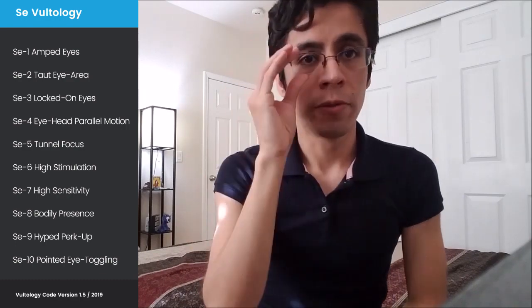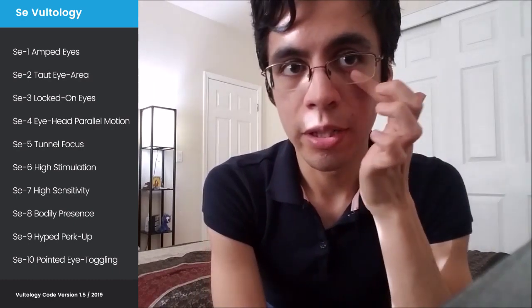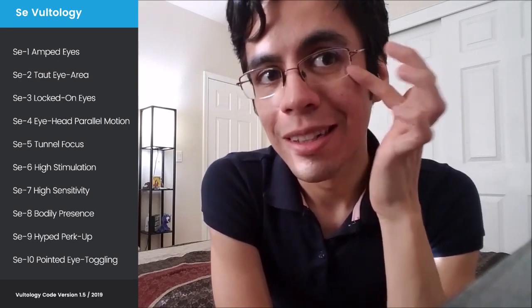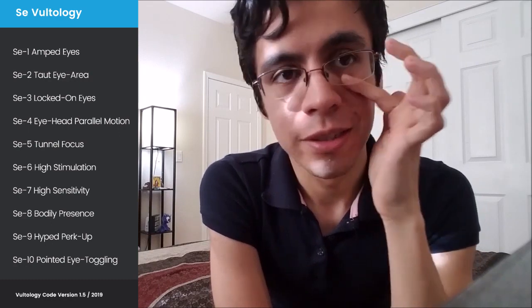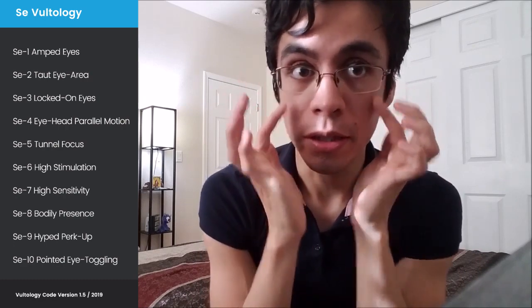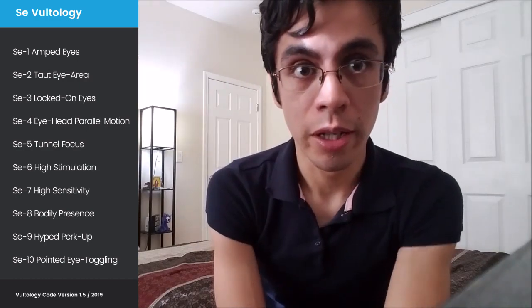SE2 is a taut eye area. This specifically refers to the tautness of the orbicularis oculi around the eye itself. And this is in contrast to NE's relaxed eye area, which is more gently embedded here, and you can see there's this lack of pull, so there's a lot of softness and sagging around the eyes. But with SE, the area around the eyes is pulled taut, so it's always in a state of contraction and pulled in this manner.